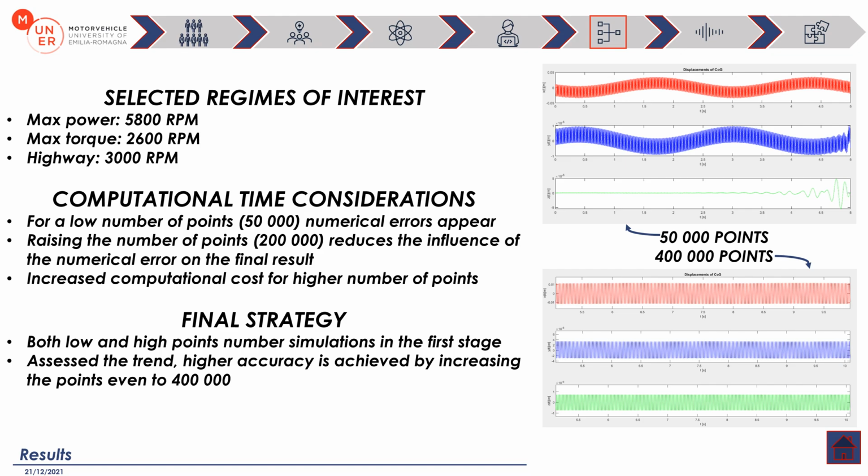Here come some considerations on the computational cost. For a low number of points, some numerical errors are likely to appear, as shown in the top right image. The solution to the problem is raising this value, as shown by the figure on the bottom right. Nevertheless, the time required for the simulations to complete gets higher and higher as the number of points increases. Therefore, we have decided to initially run simulations with both a higher and lower number of points, in order to test this out. More accurate simulations with an even higher number of points are already running to show better results.